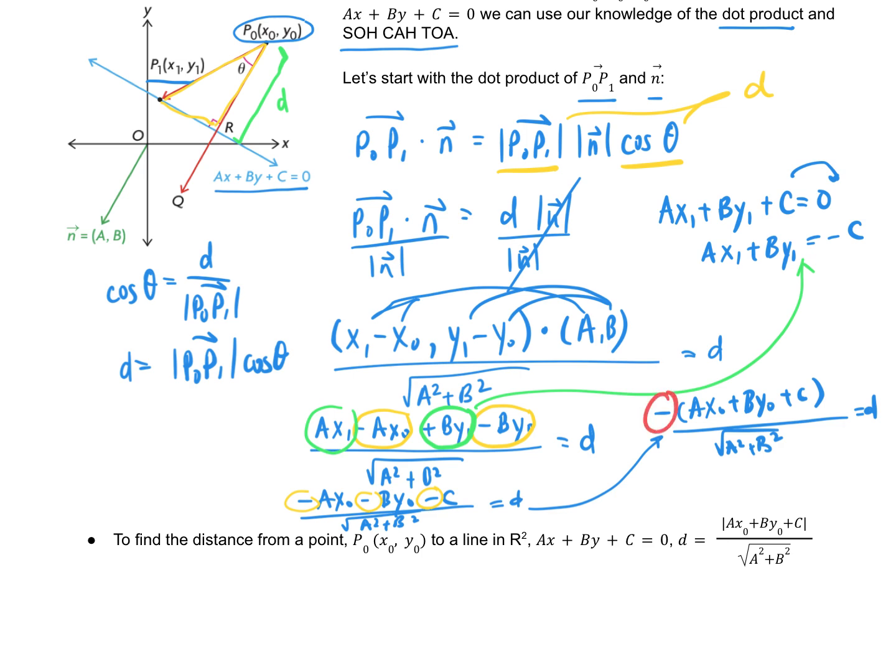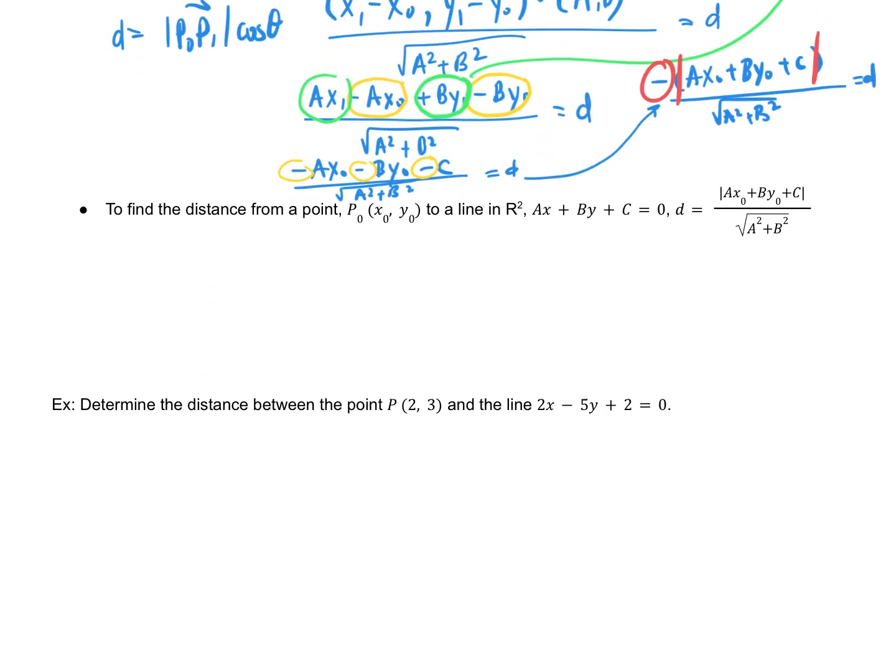It's kind of useless. And then to make sure that it's going to be a positive number, I'm going to take the absolute value of that entire numerator. And that's how we get this distance formula: the absolute value of you plugging in your point into the Cartesian equation divided by the magnitude of the normal. So let's give that a try.